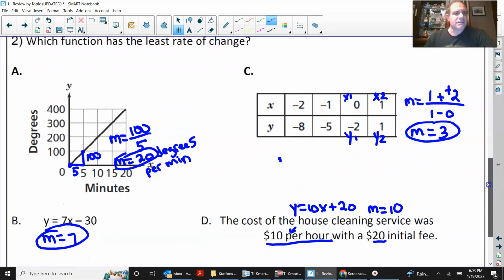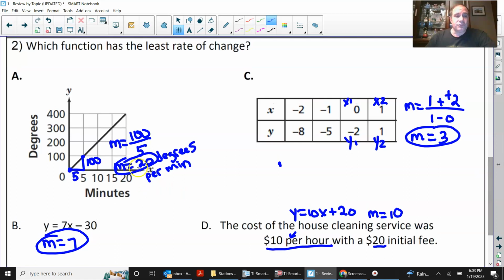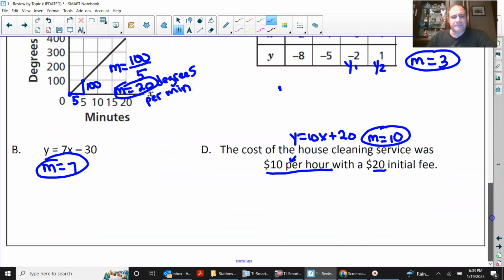So let's see what this question is. The question is asking which function has the least rate of change. So 20, 3, 10, let me circle it, all right, and 7. So 3 has the least rate of change. So C is your answer for that one.